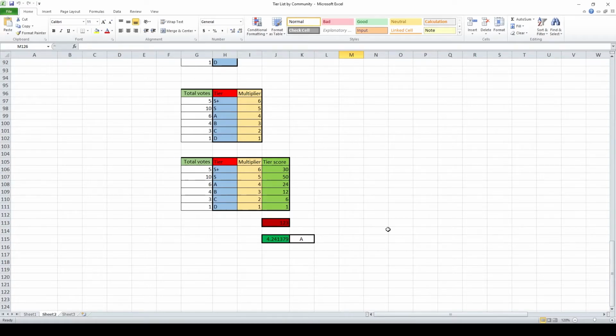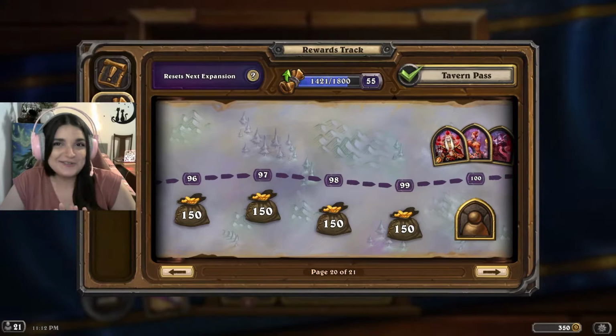So I did this for every skin, and this is how I got the average tier for each of the 10 skins on the rewards track. Alright, on to the results now. I will present them in ascending order, starting from the very worst one by the opinion of my Twitter followers, all the way to the best one.